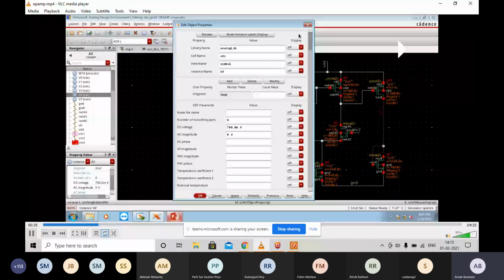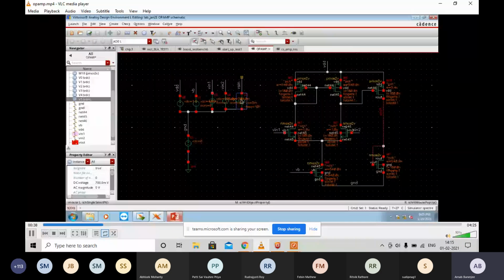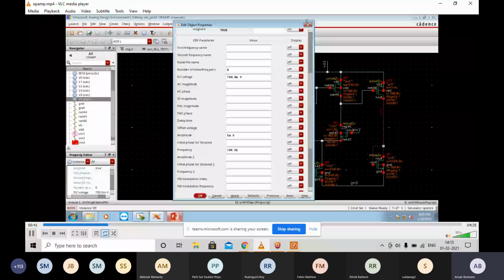And this is the sine wave. So the DC offset, I'm keeping at 700 millivolt, with a 5 millivolt sine wave amplitude and a 10 kilohertz frequency. So any questions so far?